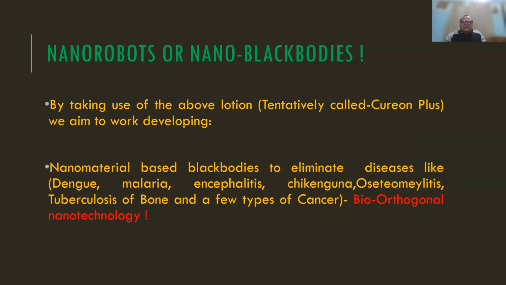So let us just try to trigger more ideas in our minds by making use of the above lotion. Tentatively, we call it Curion Plus. We aim to work on developing nanomaterial based black bodies to eliminate diseases like dengue, malaria, encephalitis, chikungunya, osteomyelitis, tuberculosis of bone, and a few types of cancer. This concept we are thinking about may be called bio-orthogonal nanotechnology, because the system is doing its own job, your material is doing its own job, it is not interfering, it is in orthogonality, working with the system.